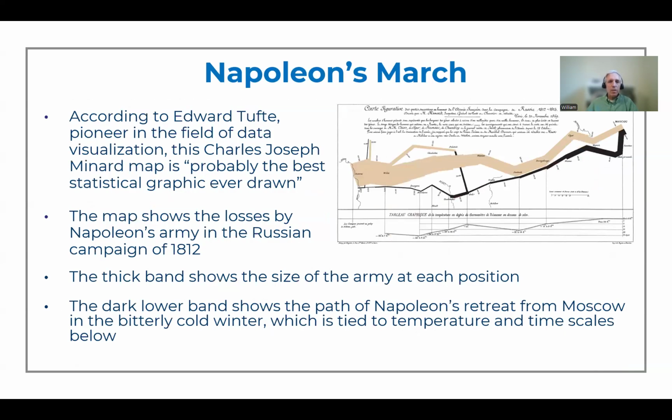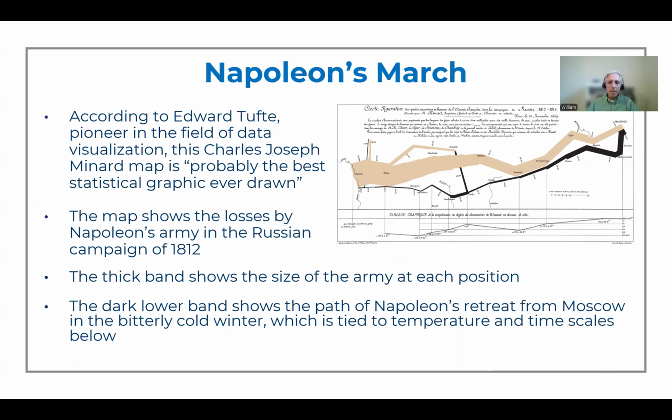Now, this is Edward Tufte. We might talk a little bit about Edward Tufte. He's an interesting guy. So probably the best statistical graphic ever drawn. This is showing the losses of Napoleon's army during the campaign of 1812. The thick band shows the army at each position. This brown upper band is outbound. This is Moscow up here. This black band here is return. So here's what he started with. This is like we were talking about when we talked about that parallel sets map. This is the size of his troop base when he started. This is the size of his troop strength when he finished.